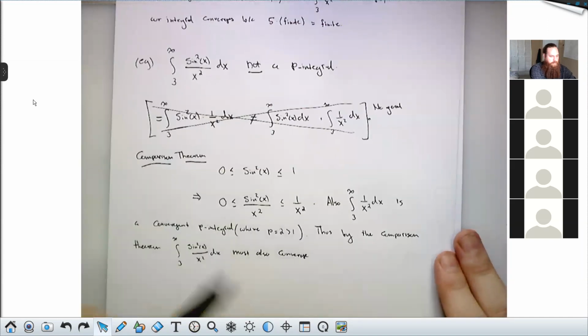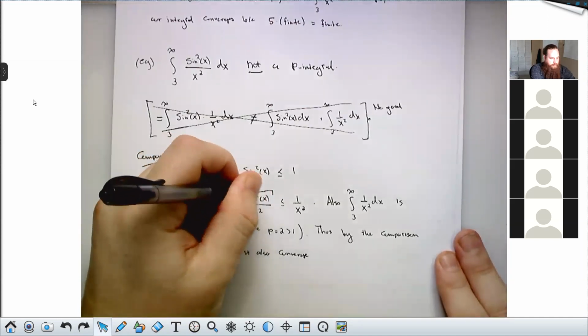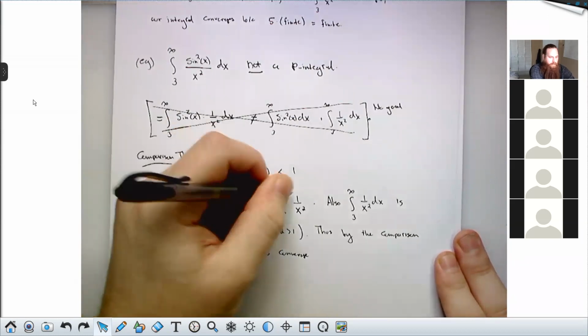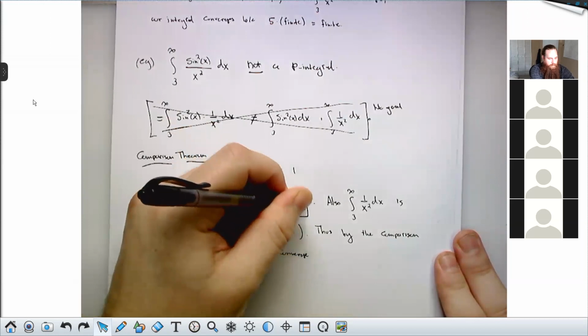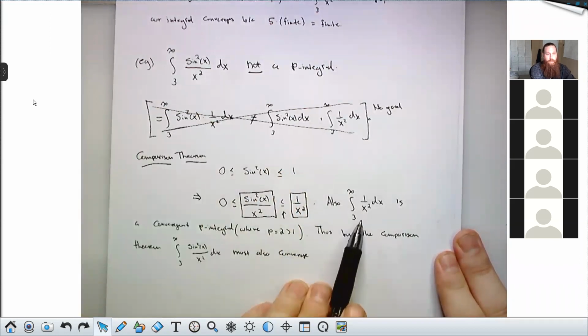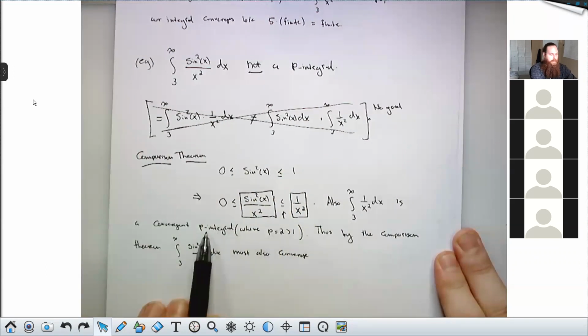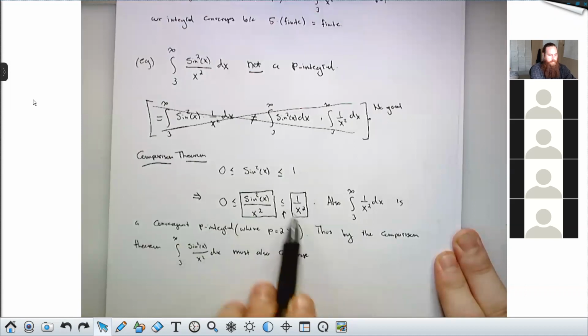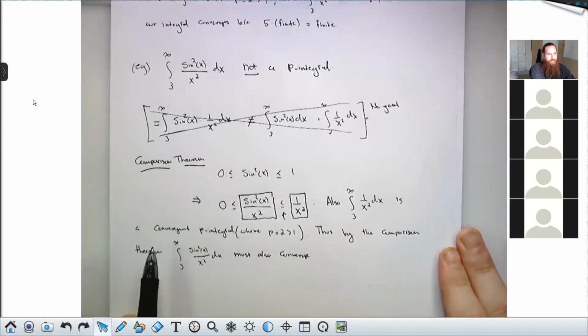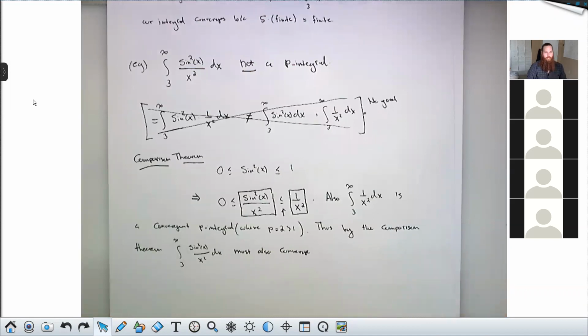Here, I'm able to show that my function, the function I'm trying to integrate, is smaller than 1 over x squared. I know that the integral of 1 over x squared converges because it's a p integral with p equal to 2, and 2 is bigger than 1. Got it. So the integral of the larger function converges. Therefore, the integral of the smaller function must converge. Yes, that's the logic. Cool. Thank you so much.